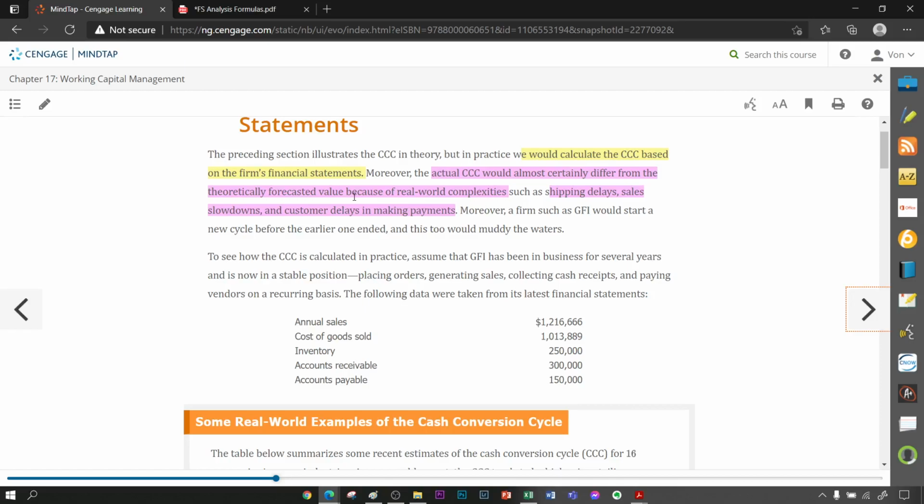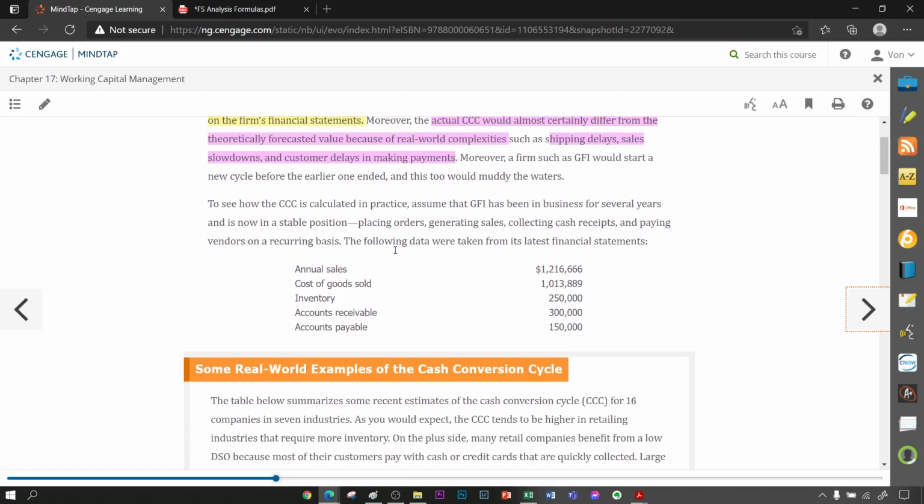Okay? So, ayan. Moreover, a firm such as GFI would start a new cycle before the earlier one ended, and these two would muddy the waters. So, palalabuin lalo daw niya yung pagsosolve natin sa CCC. Okay? So, dito, meron tayo ulit example, no? To see how the CCC is calculated in practice, assume that GFI has been in business for several years and is now in a stable position. The following data were taken from its latest financial statements.